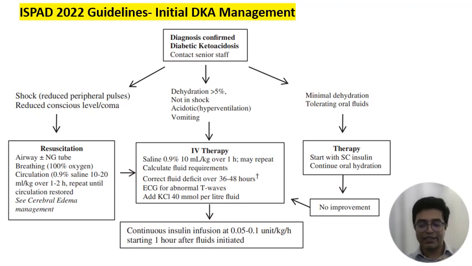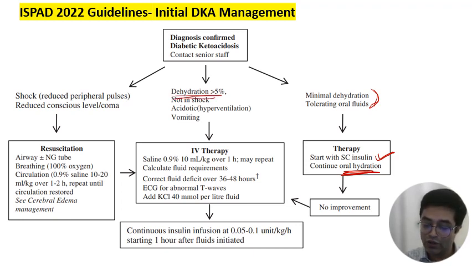So whenever you are suspecting DKA in the patient, in case the patient is having minimal dehydration and tolerating oral fluid, you give oral hydration along with subcutaneous insulin, right? In case the patient is dehydrated but not in shock, and acidotic and vomiting, you will start with saline therapy. A single bolus will be given. Normal saline 10 ml per kg will be given over 1 hour, right? And also see that you will add KCl per liter of fluid.